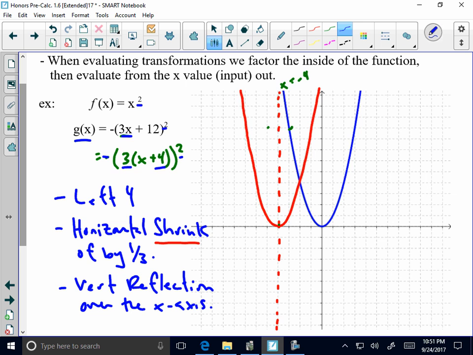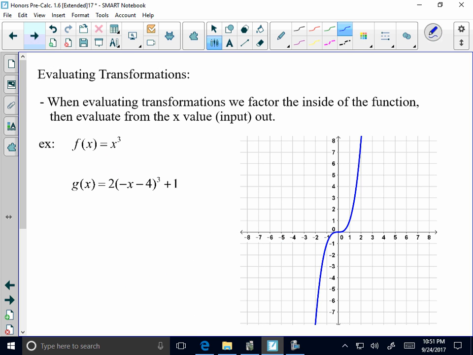What I'm going to have you guys take a look at next is this one right here. And essentially right here, what you want to do is go ahead and remember that when we've got a lead coefficient other than 1 on x inside the function, we have to factor to see the transformations inside the function. So why don't we pause the video here, and you guys can give this one a shot.